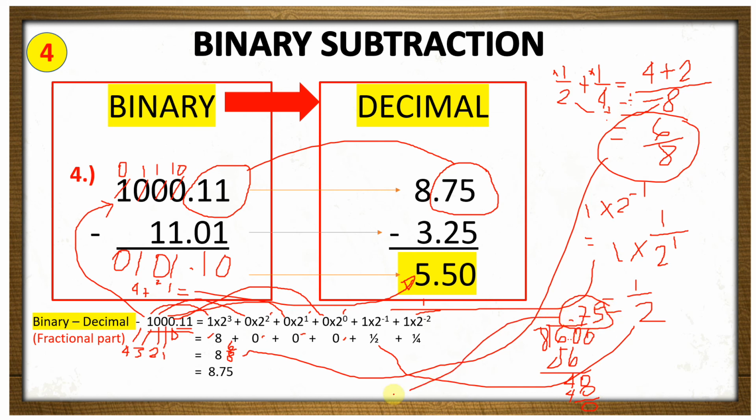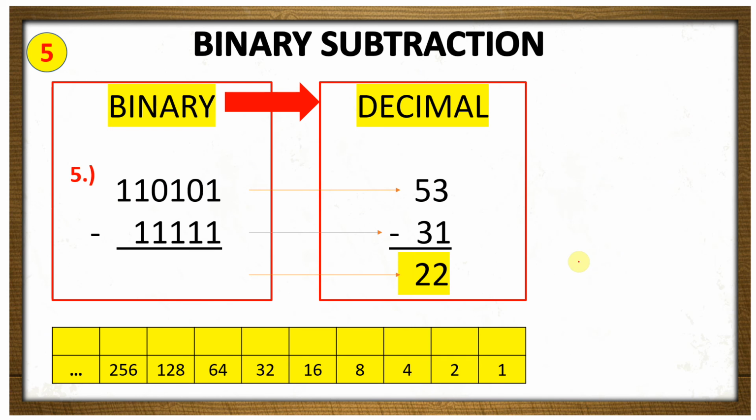So that's how to get the decimal equivalent of the fractional part of the binary. Okay, so the same with this 0.25 and 0.50. That's actually the procedure on how to get the value in decimal from the fractional part of binary. Okay, so next, let us proceed to the next sample.